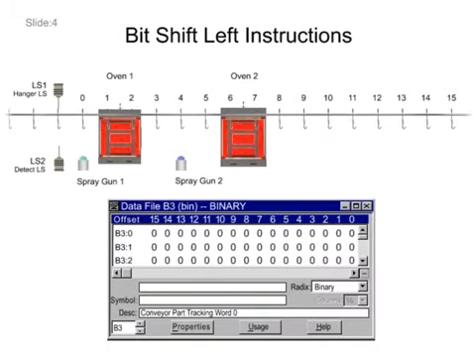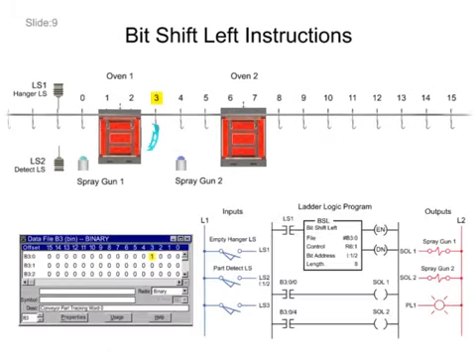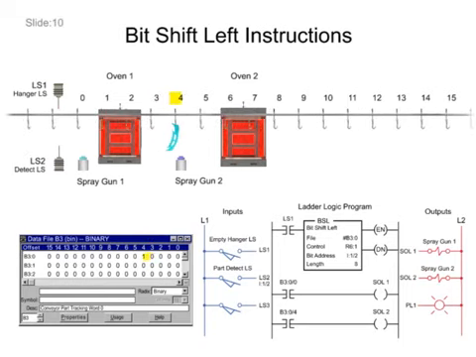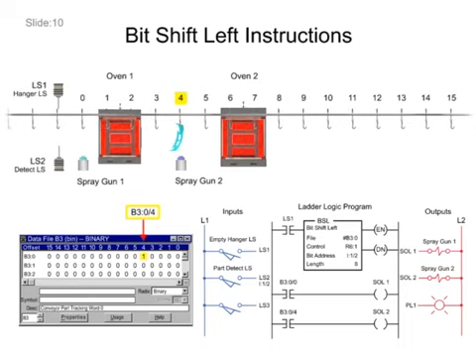Positions 0 through 15. The part with logic 1 located at position 3 is located in the bit array at bit 3. Shifting to the fourth bit of the word, bit 4 input status is true, and the top coat spray gun solenoid is energized, completing the paint process.